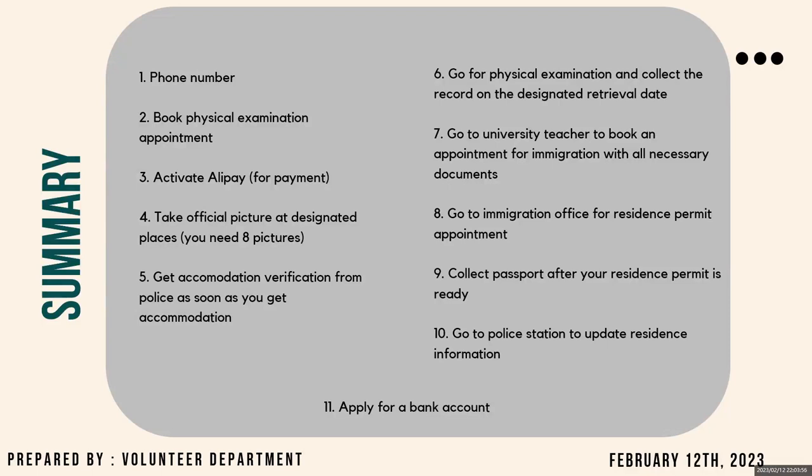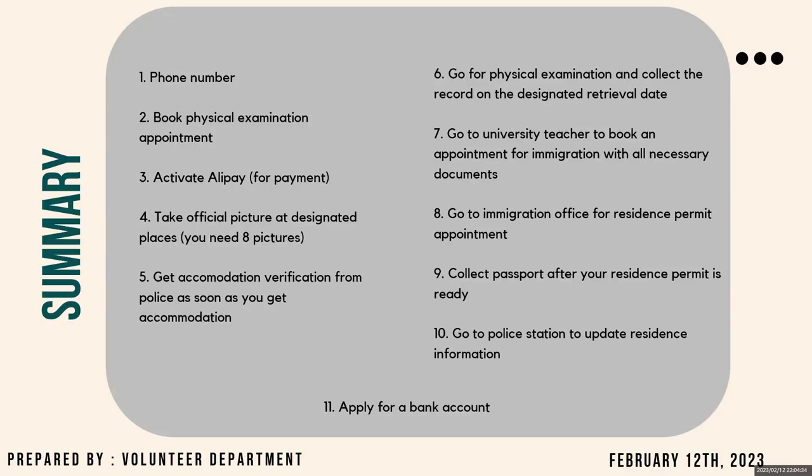Number four, take official pictures for places. You need 8 pictures, of course. Normally here, you need 8 pictures. Why do we say 8 pictures? Because you need 4 pictures for the examination record, and also 4 pictures for other stuff like immigration and this kind of stuff. So it's really important that you have eight pictures. However, plus the paper, as I mentioned, for the immigration with the QR code, is important.